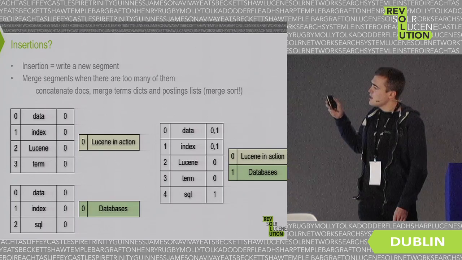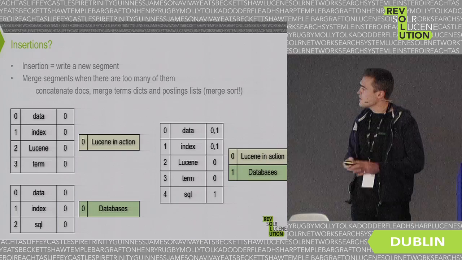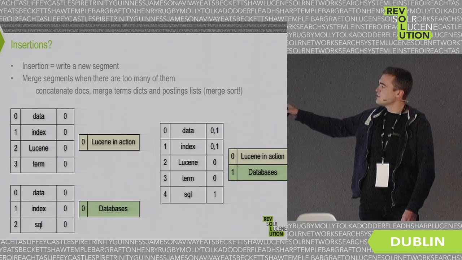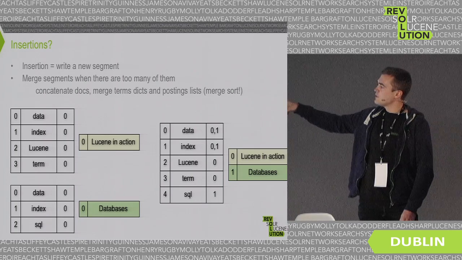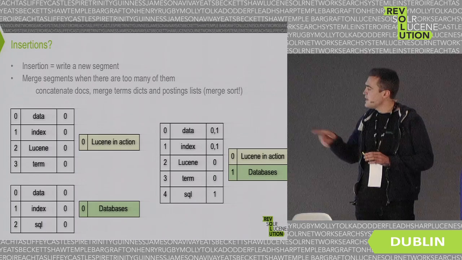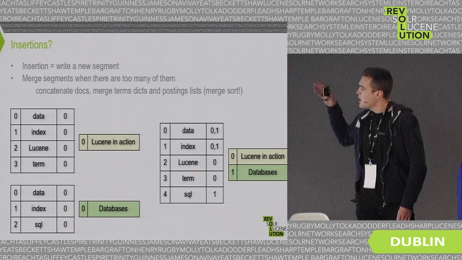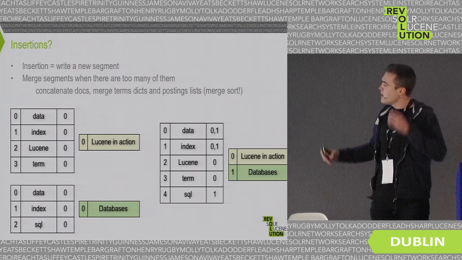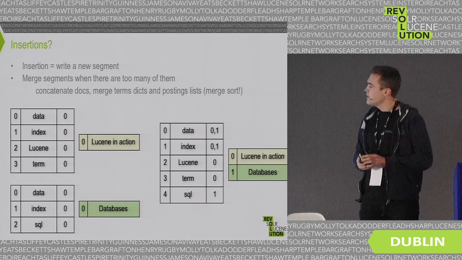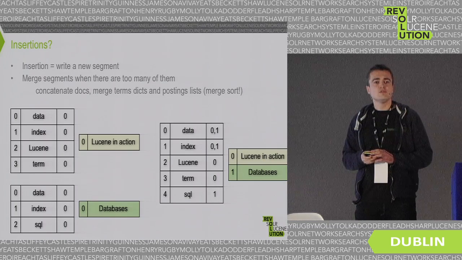So the way to add data into Lucene is to write a new segment. For example, let's imagine that we only had an index that stored Lucene in Action. So we have 4 terms, and they all point to document 0. And we want to index databases into this index. What we are going to do is just create a new segment. Again, this document has 3 terms: data, index, and SQL. And this is how you add data into Lucene.